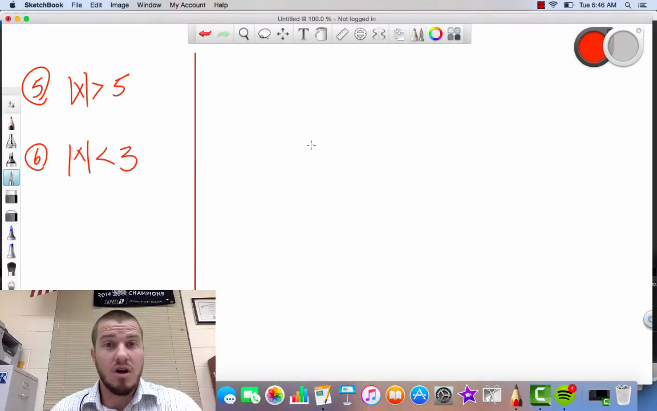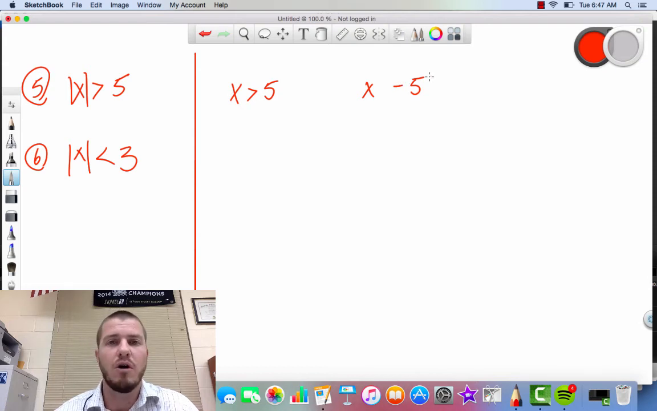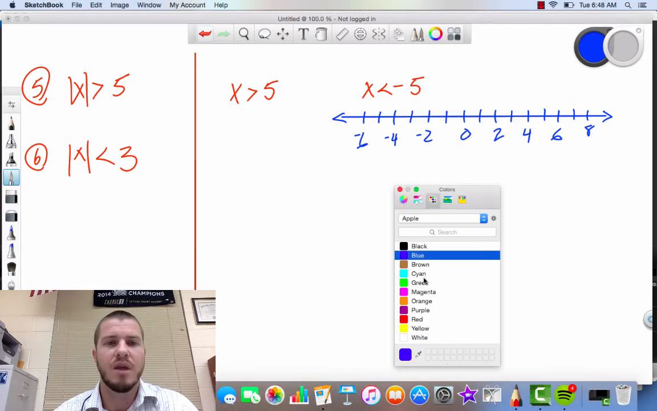Again, this is the same as solving equations. When I have an absolute value, I have to do the original without the absolute value: x is greater than 5, and then you need to split it, and it's going to be x, and it's going to be -5. But when you go to the negative, just like when you're dividing by a negative or multiplying both sides by a negative, you need to change the inequality. So this is going to be x is less than -5.